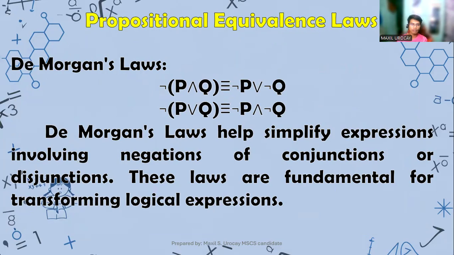this is definitely like this. For not (P and Q), it must equal not P or not Q. We'll see that one. Then, not (P or Q) must be equal to not P and not Q. We'll see that one. De Morgan's laws help simplify expressions involving the negation of a conjunction or disjunction. These laws are fundamental for transforming logical expressions.